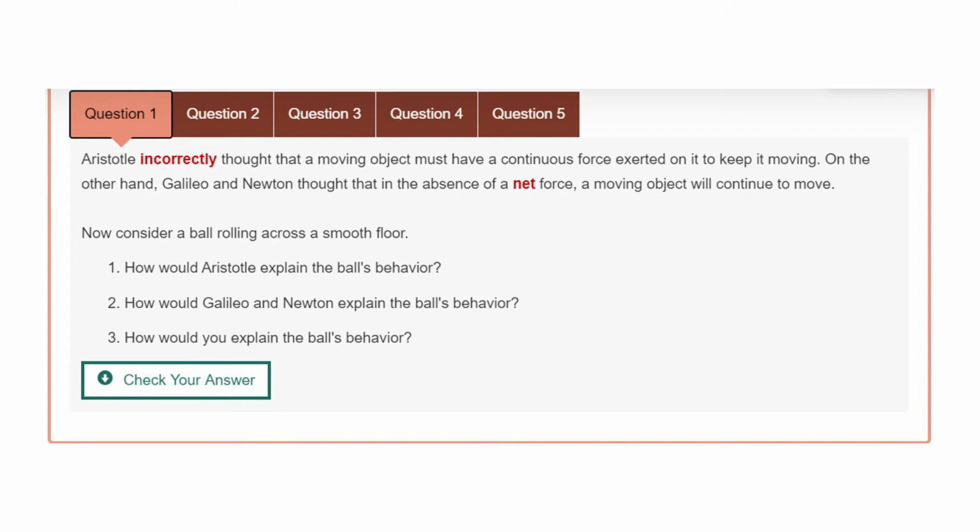So remember that Newton explained that unless there is another force that is higher than the previous force that was applied to an object, then it is going to continue moving. So Newton and Galileo will probably explain the behavior of the ball in such a way in which they will say that if you apply a certain force at first to the ball and it is moving already, if there is no other force that affects its behavior, then it is going to continue rolling. Let's go with question number 3. How will you explain the ball's behavior?